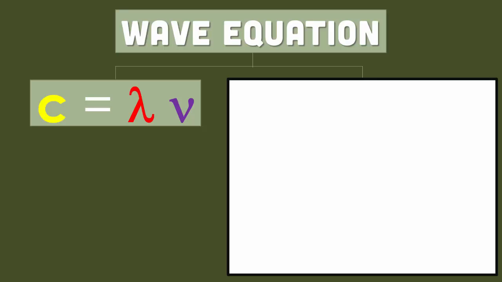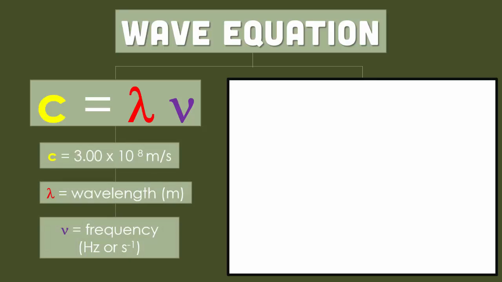So the wave equation is very simple. C is equal to lambda nu. Nu, not V. Like not old, but new? Yeah. And C is 3.00 times 10 to the 8th meters per second.